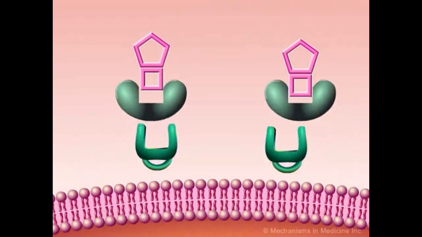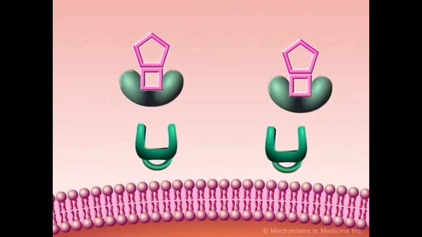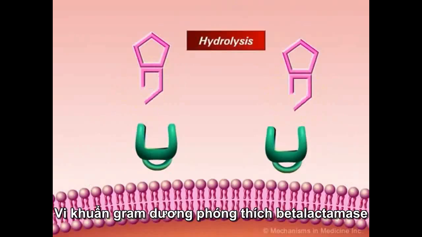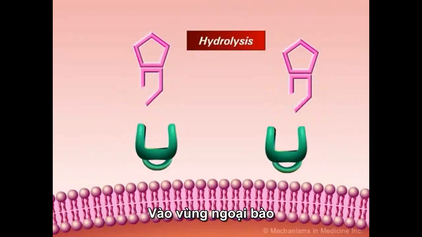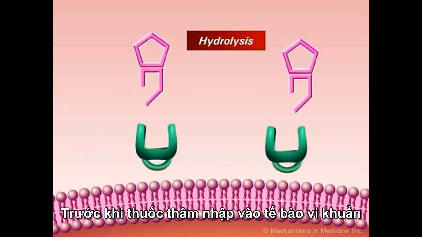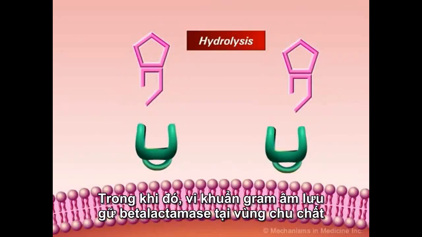Gram-positive bacteria release the beta-lactamase enzyme from the cell into the extracellular environment where it inactivates the drug before it enters the bacterial cell. In contrast, gram-negative bacteria retain the beta-lactamase enzyme within the periplasmic space, resulting in a more efficient mechanism than gram-positive bacteria.